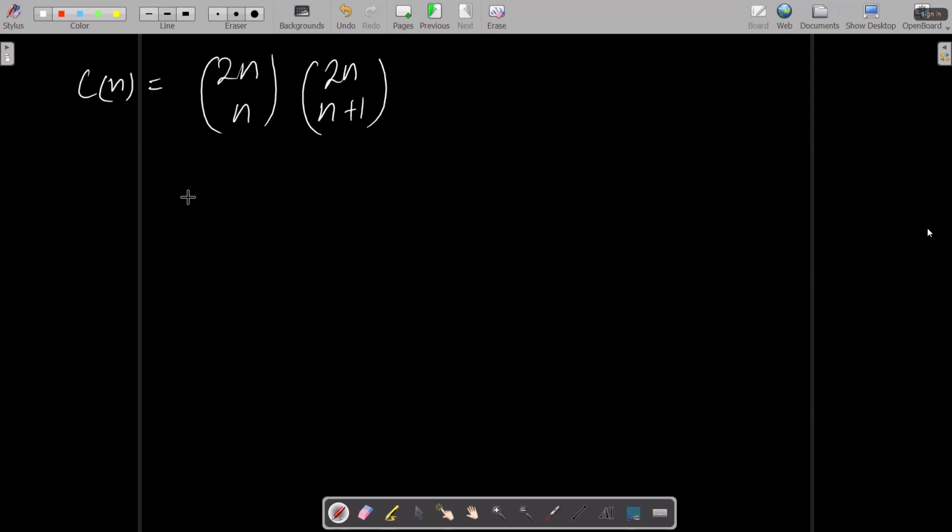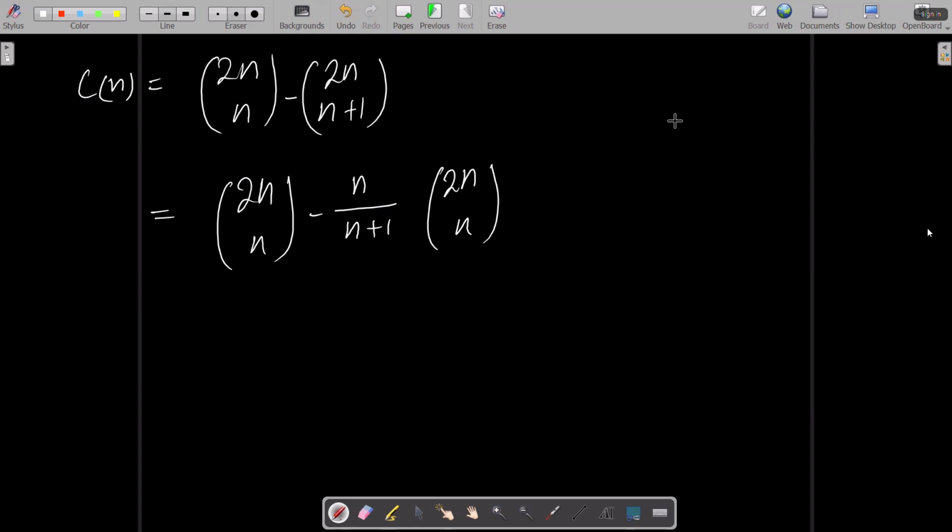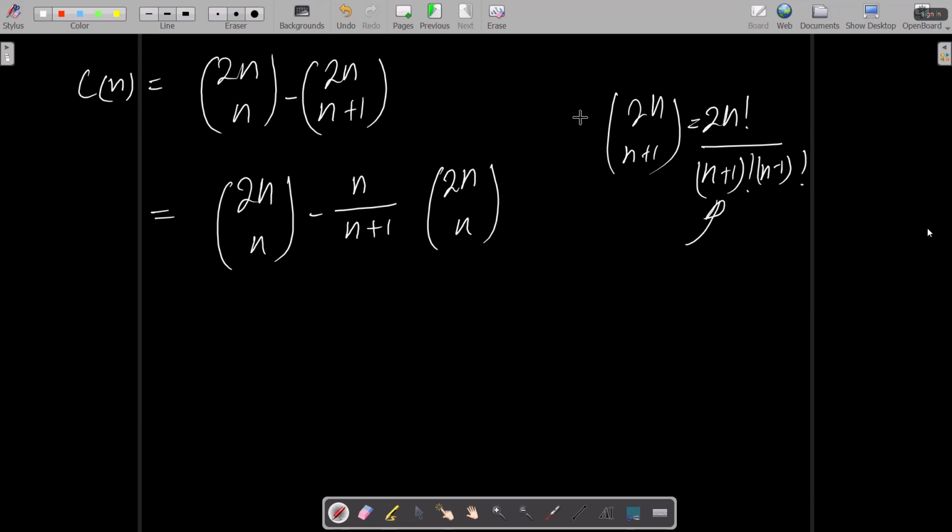So 2n choose n plus 1, we can say that this is n over n plus 1 times 2n choose n. Is this clear? Because 2n choose n plus 1 is 2n factorial divided by n plus 1 factorial, n minus 1 factorial. To make this 2n divided by n factorial, here we have products from 1 to n plus 1, so we need to multiply this by n plus 1.